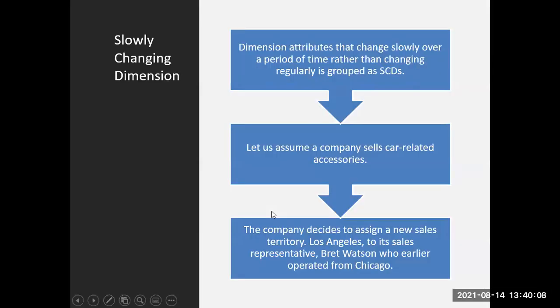Okay. Then slowly changing dimension attributes here.